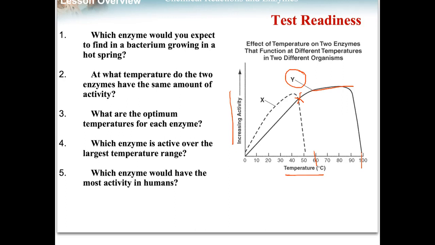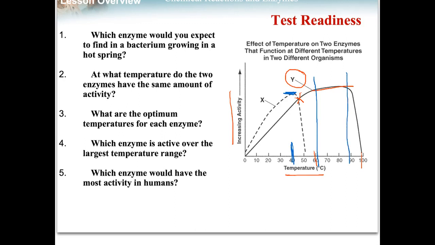Next question. What are the optimum temperatures for each enzyme? Taking a look at that, we're going to have to look at the highest point for each one of the lines on the graph. Enzyme X tops out at this level. That temperature would equate to about 40 degrees. Enzyme Y begins to show its greatest effect at about 60 degrees Celsius and continues over to around 90 degrees Celsius.